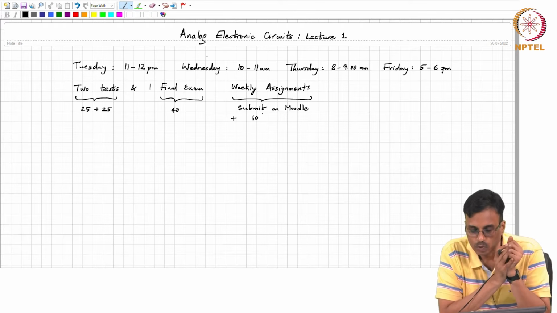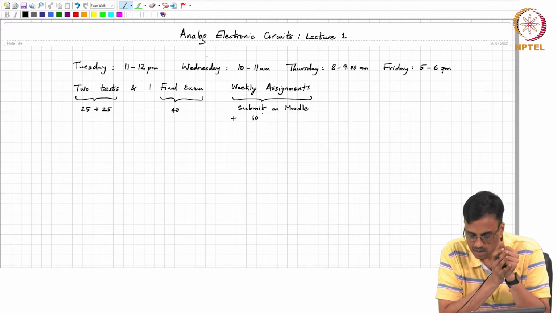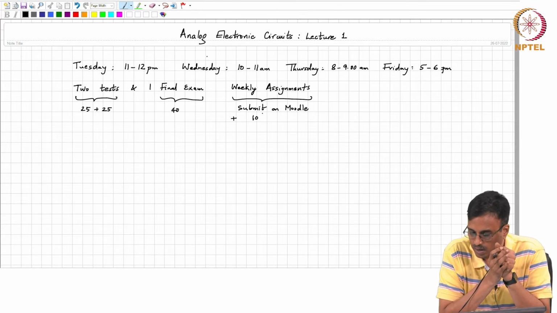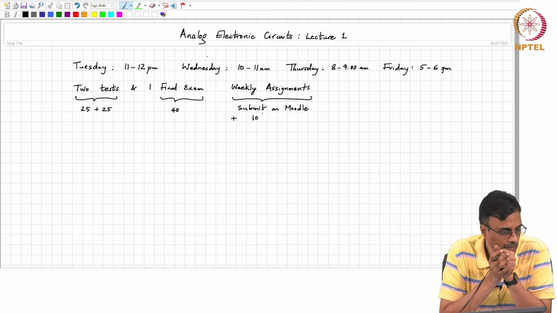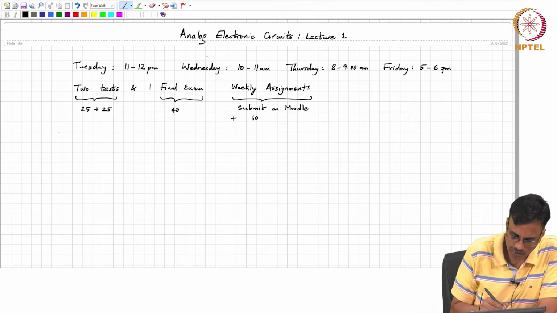So again, welcome to E5310 analog electronic circuits, and today is the introductory class. I will go over what we are going to cover in this course. The outline of this course is as follows.